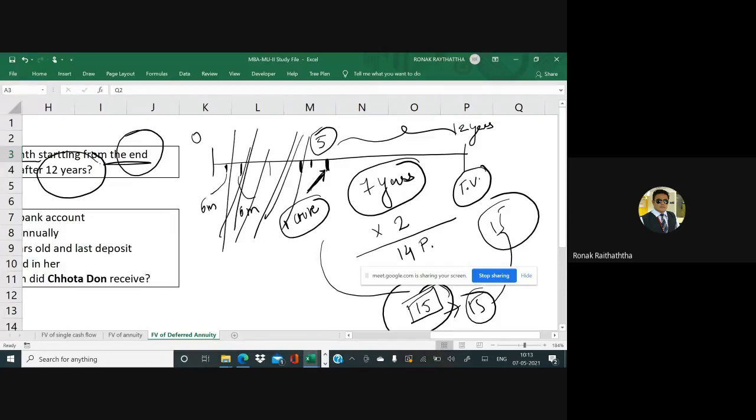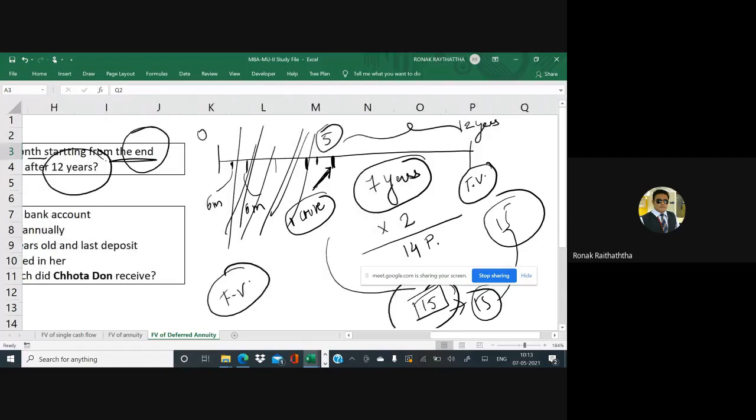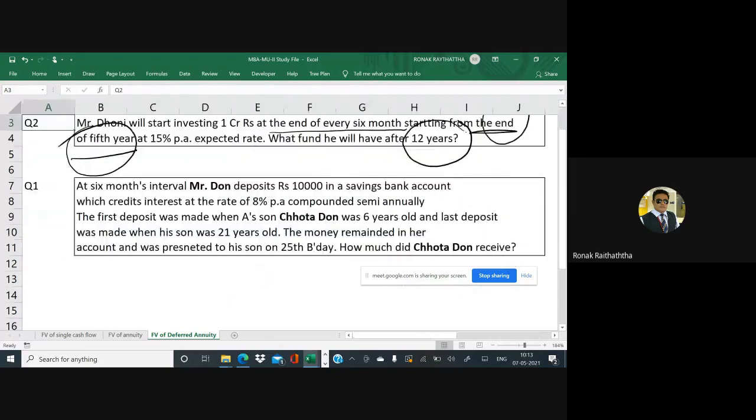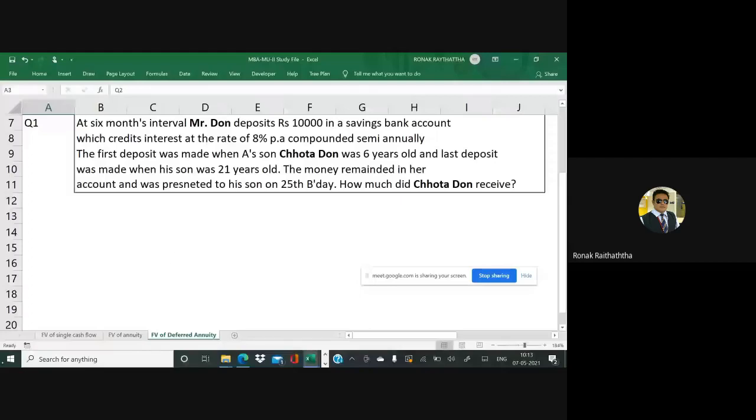So please put it in the back of your mind when you are finding the FV of the deferred annuity, then the deferment period is totally ignored. You take into account only the investment period. Okay, so let me just use the formula of FV equal to I in bracket 1 plus R raised to N minus 1 to be divided by R.